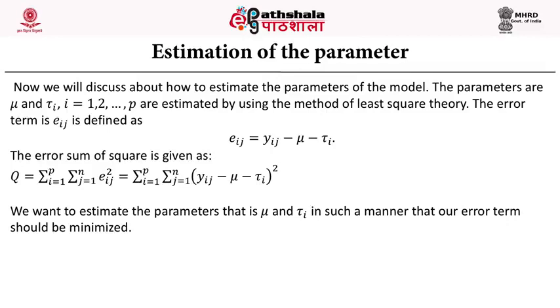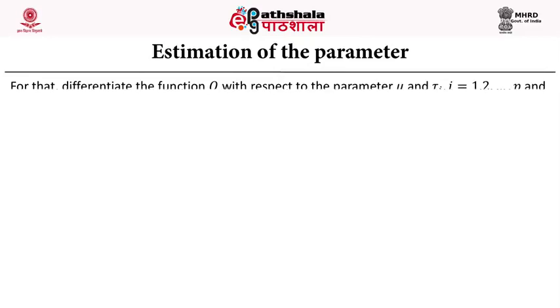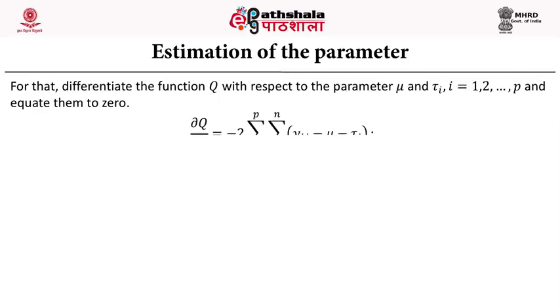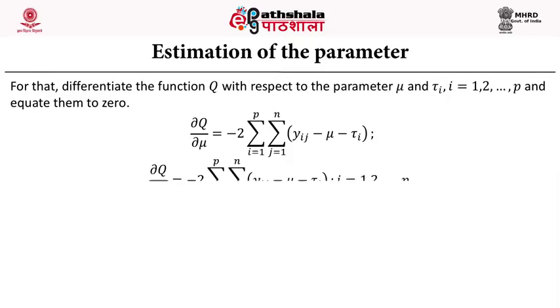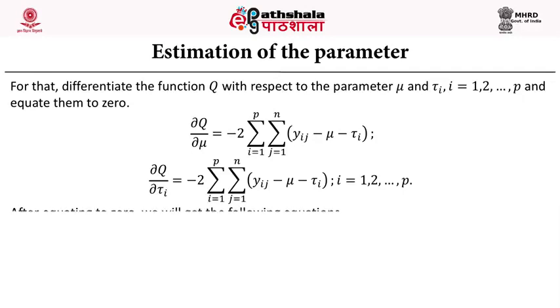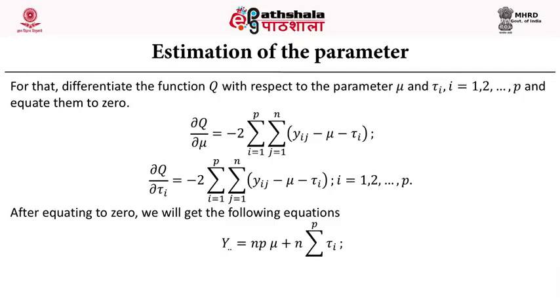We want to estimate the parameters, that is mu and tau i, in such a manner that our error term should be minimized. For that, differentiate the function Q with respect to the parameters mu and tau i and equate them to 0. After differentiating Q with respect to mu, we get minus 2 times the double summation of (Yij minus mu minus tau i), and after differentiating Q with respect to tau i, the expression we get is minus 2 times the summation, i varying from 1 to p and j varying from 1 to n, of (Yij minus mu minus tau i), where i varies from 1 to p.